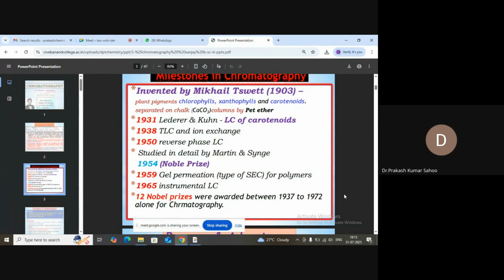From 1937 to 1972, 12 Nobel Prizes were awarded based on chromatography. So this is a very popular, experimental as well as researchable technique of separation.